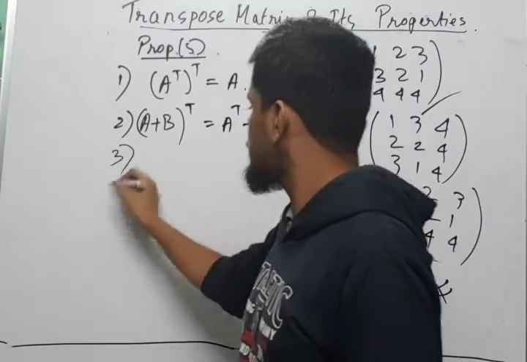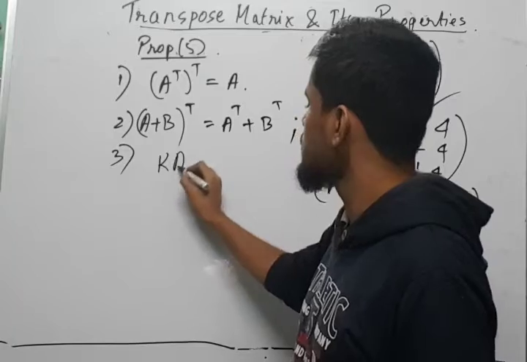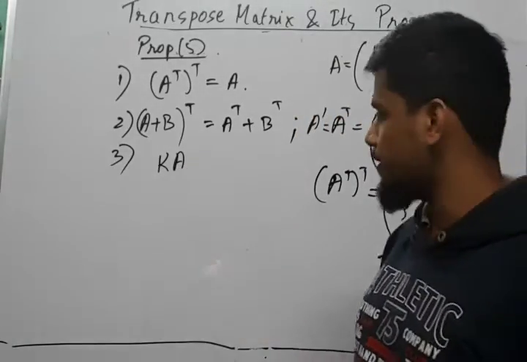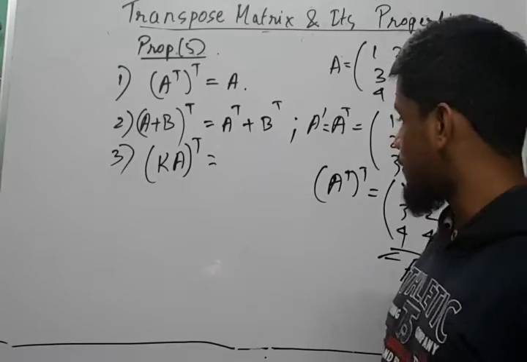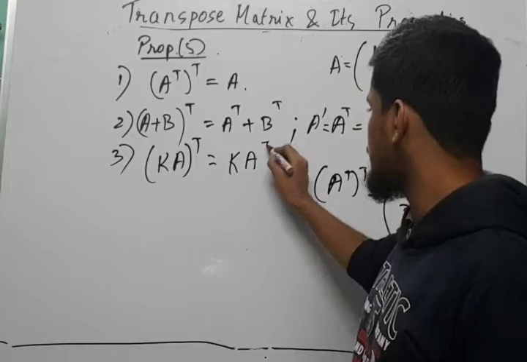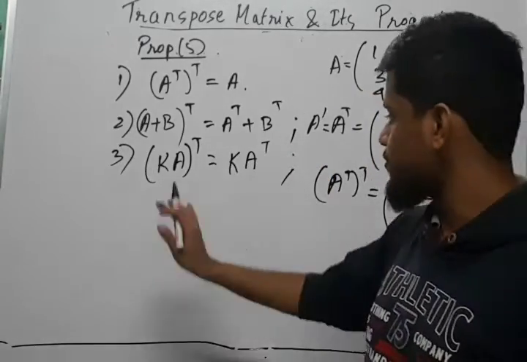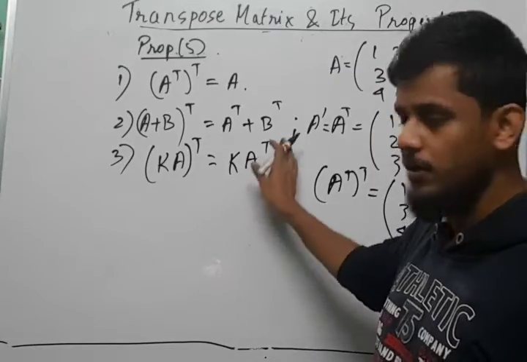The third property that we'll be talking about is what happens if we have a matrix KA, where K is a scalar, and we take the transpose of this matrix. Then what is the formula? The formula is simply: (K into A) transpose will give us K into A transpose.